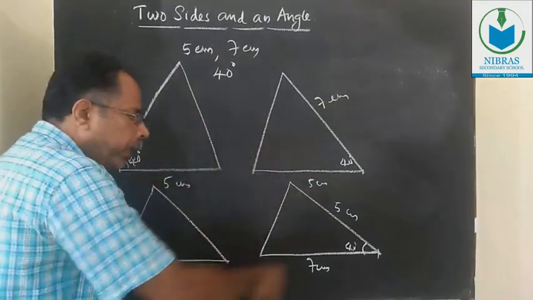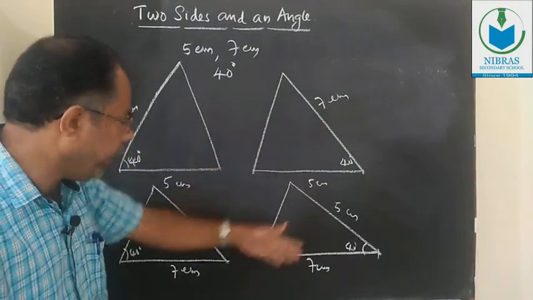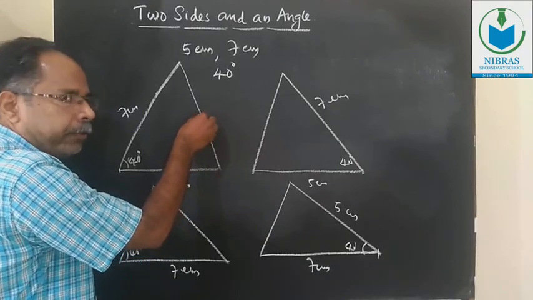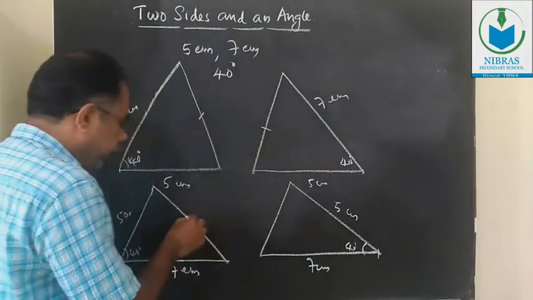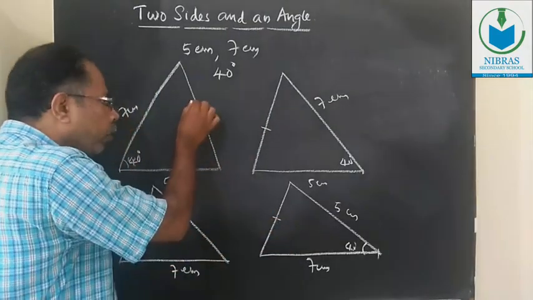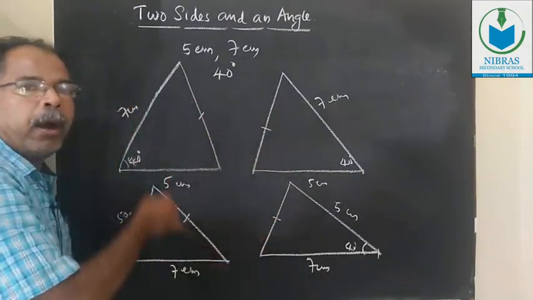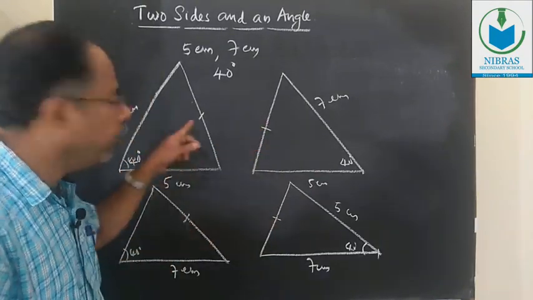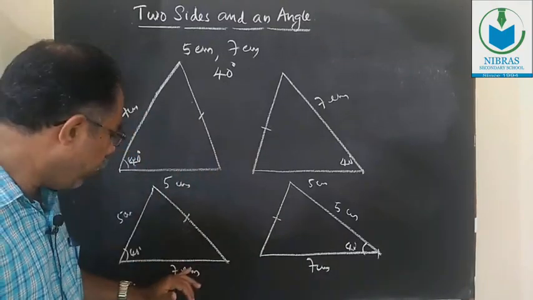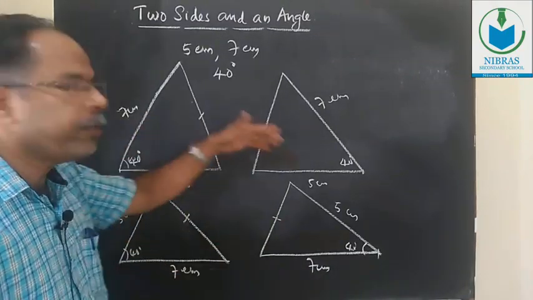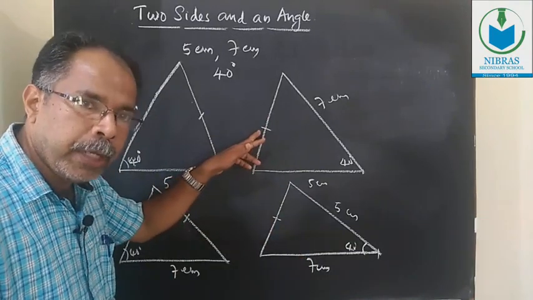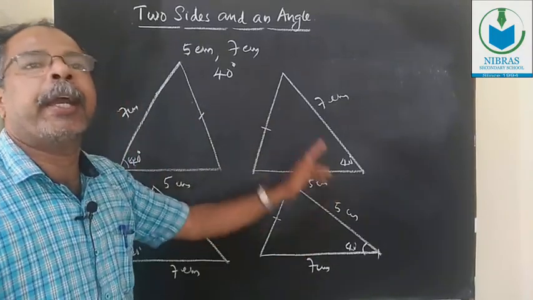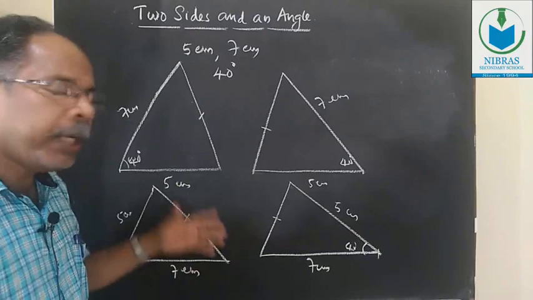In all these triangles, if we compare them, we can see that the third side, the length of the third sides, are also equal. If we draw the triangle in different ways, the third sides will be equal. Third sides will be equal means these four triangles are equal triangles. What does this mean?